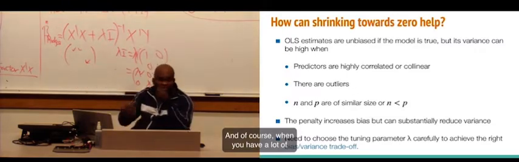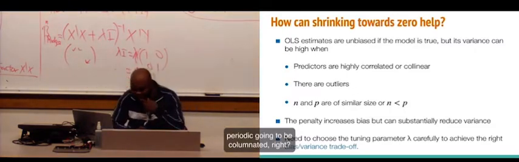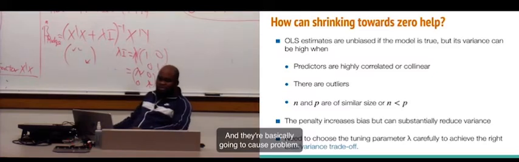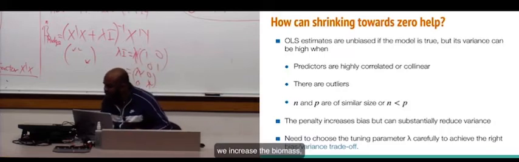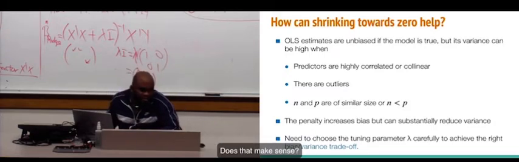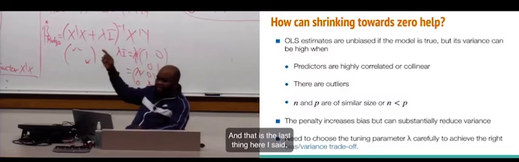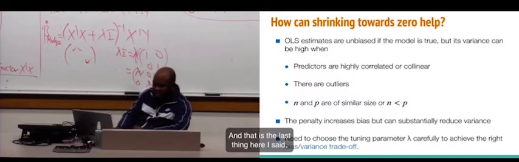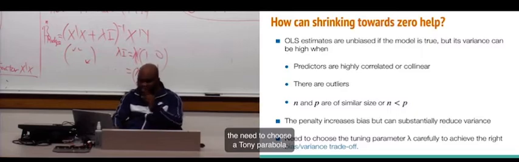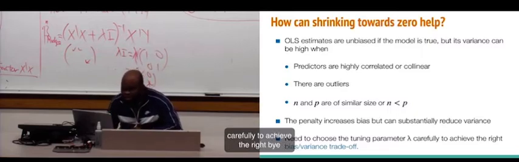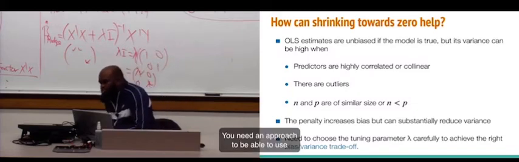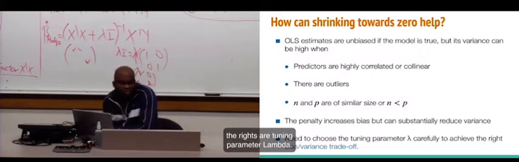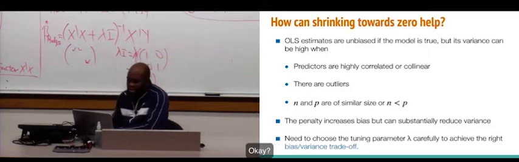And of course, when you have a lot of predictors, they're going to be correlated, right? And they're basically going to cause problems. With the penalty that we use to solve the problem, we increase the bias, but it reduces the variance. Does that make sense? And that is the reason, last thing here I said, you need to choose a tuning parameter carefully to achieve the right bias-variance trade-off. You need an approach to be able to use the right tuning parameter lambda. So I wanted you to take note of that.